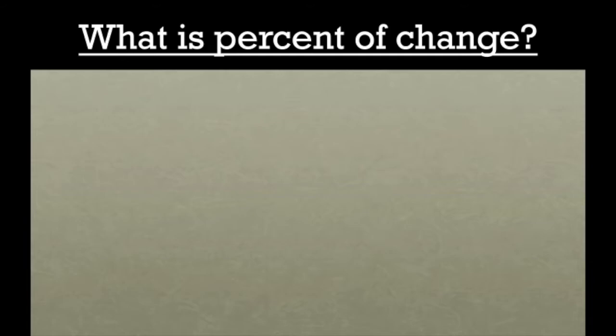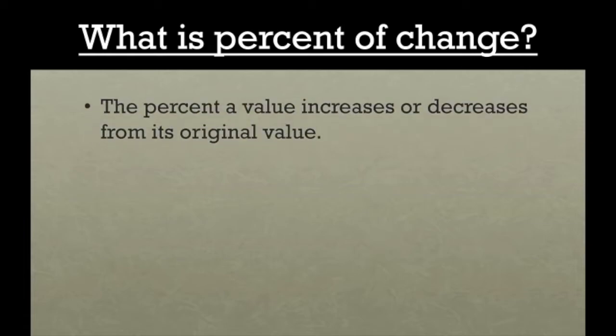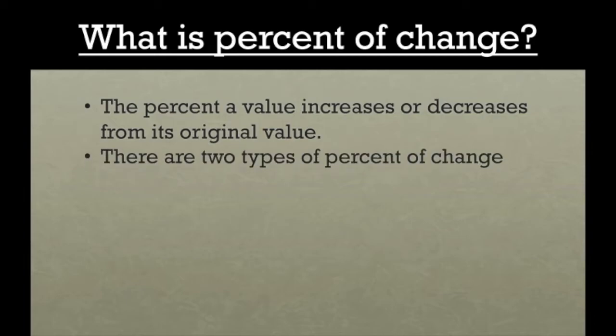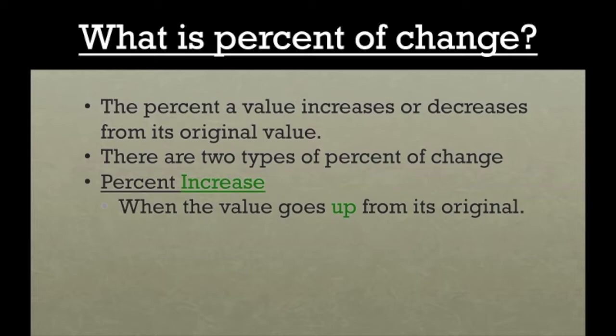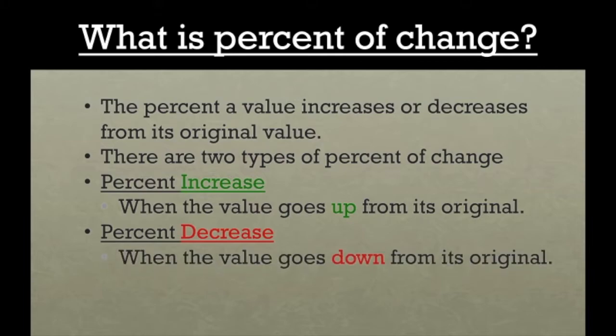So first of all, what exactly is percent of change? Just think about the words exactly as they are. It's the percent a value increases or decreases from its original. In other words, how it changes. There are two types of percent of change and they're pretty straightforward. The first is percent increase, and what do you think happens there? It's when the value goes up from its original. And the other is percent decrease. It's when the value goes down from its original.